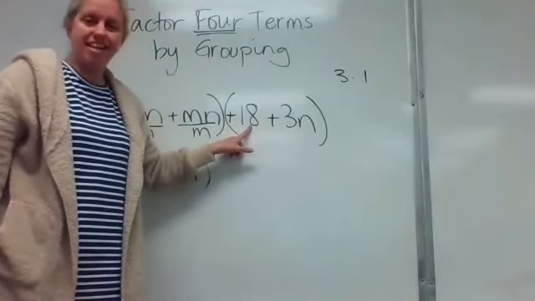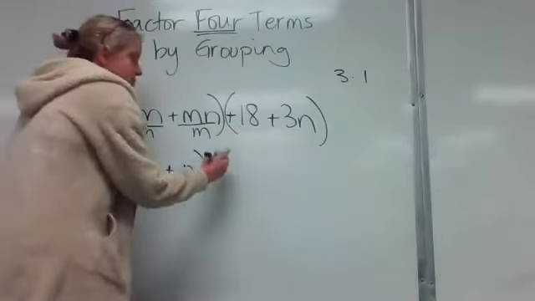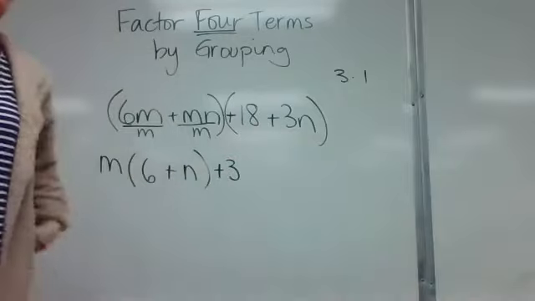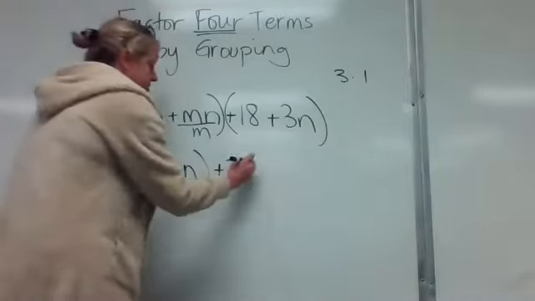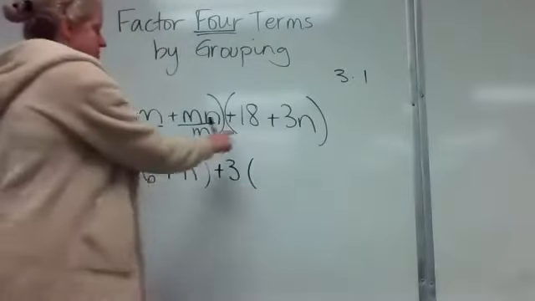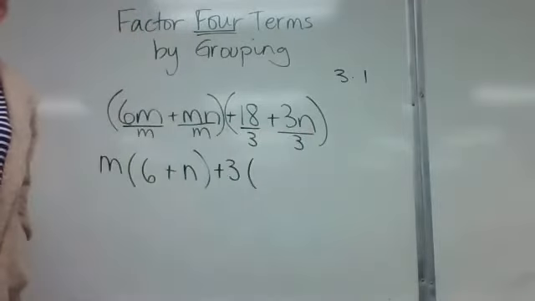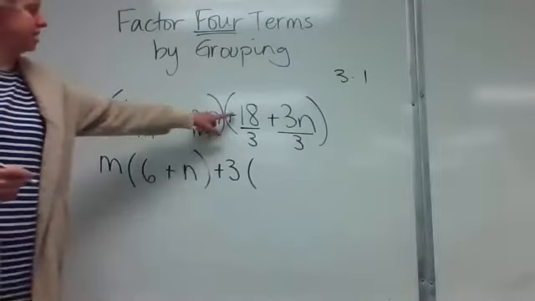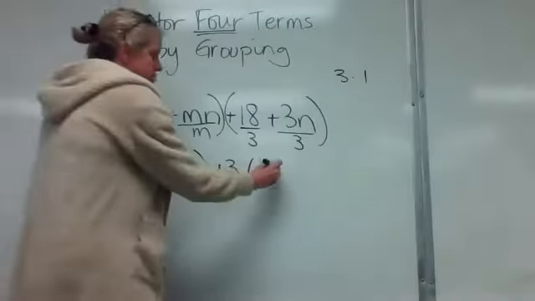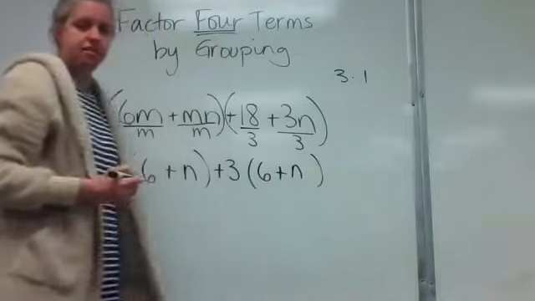Does 3 also go into 18? It does, evenly. 18 does divide evenly by 3. And what kind? I'm going to pull out a positive 3. Put in parentheses what is left. Same thing. Divide those by what I pulled out. 18 divided by 3 gives me 6. Plus, if I pulled the 3 out of this term, all that's left is the N.